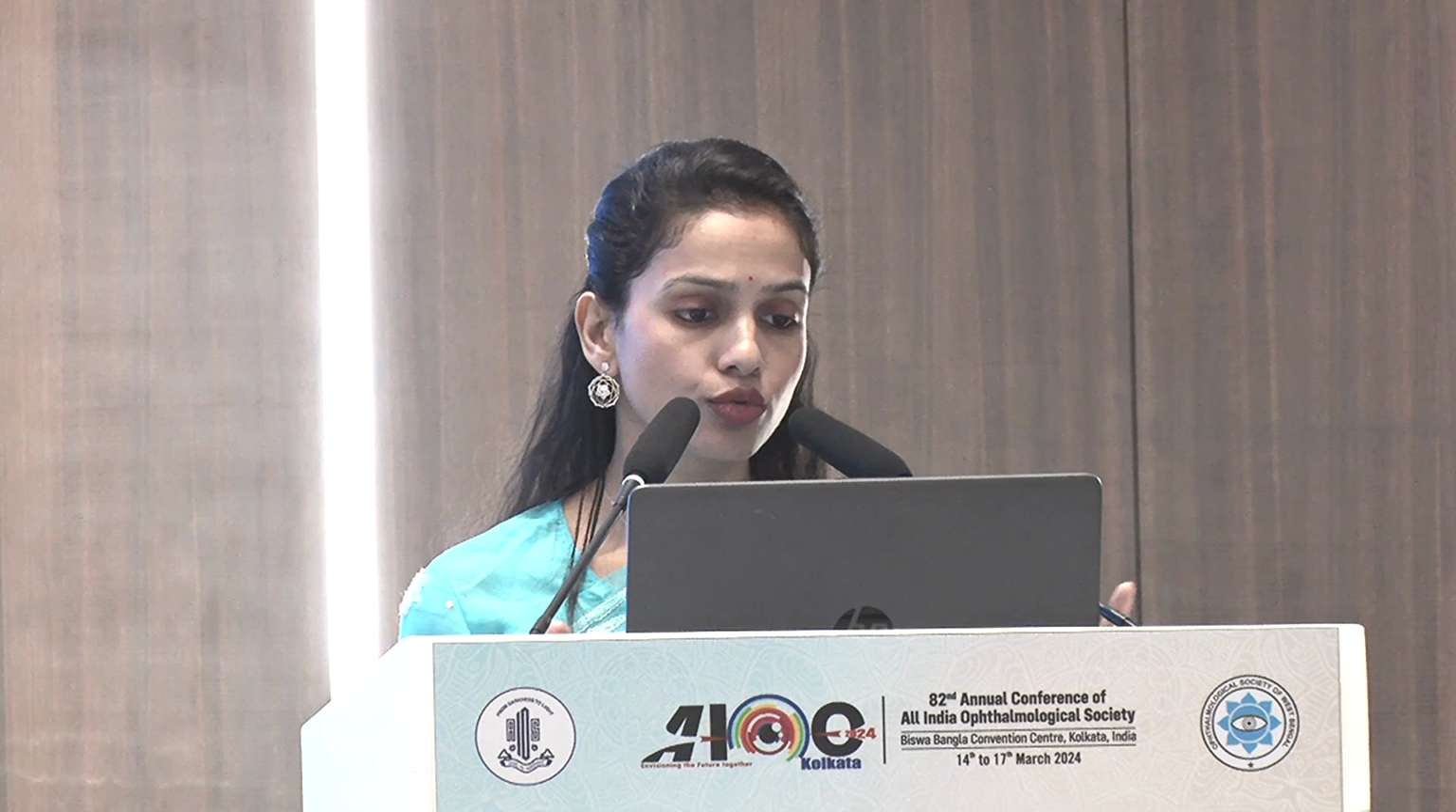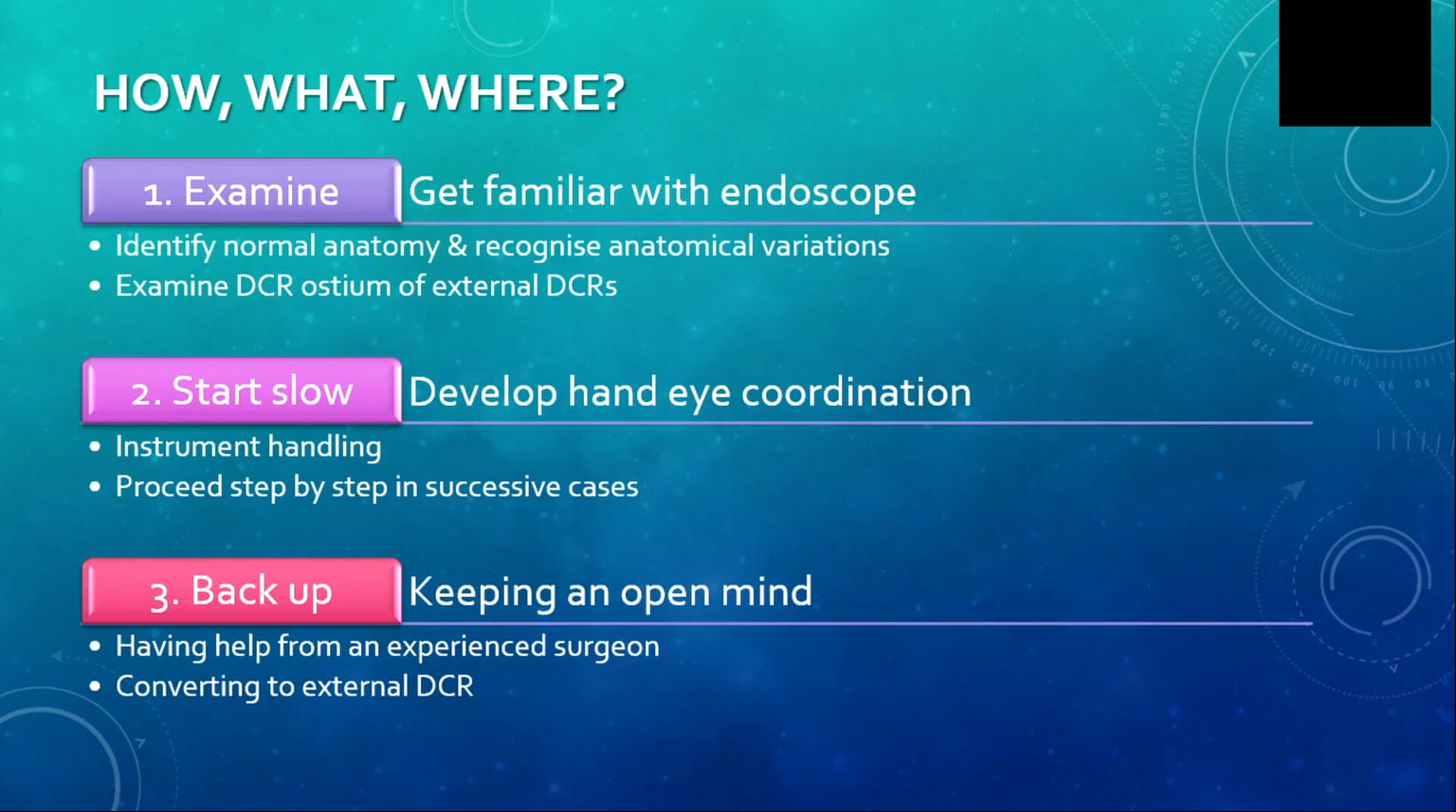So to conclude, how, what, and where do you start from? Starting with the endoscope and getting familiar with the endoscope to identify the normal anatomy, recognizing the variations. And the best way to start this is by examining the ostiums of external DCRs that we have previously operated in the clinic.